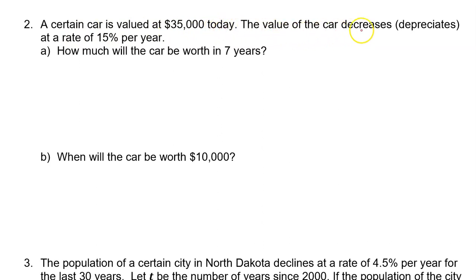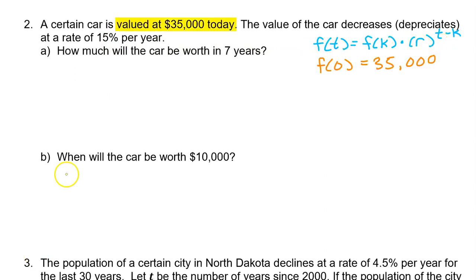Number 2. A certain car is valued at $35,000 today. The value of the car decreases or depreciates at a rate of 15% per year. Part A. How much will the car be worth in 7 years? When the output values change at a constant percentage rate, you are talking about an exponential function, and therefore you can use this model. The value of the car today is $35,000. That means f at 0 is 35,000. That's f at k.